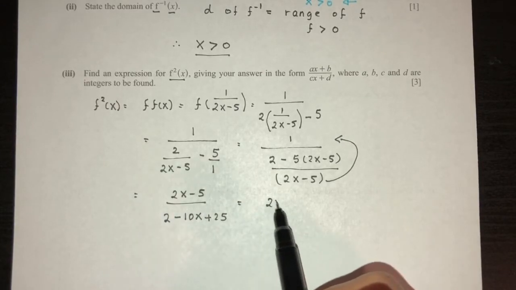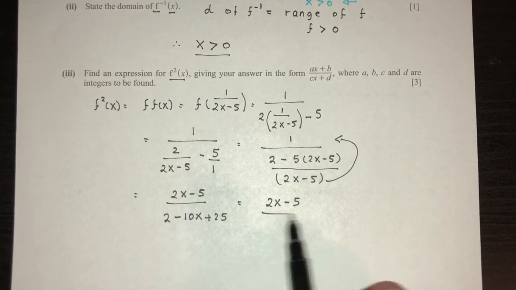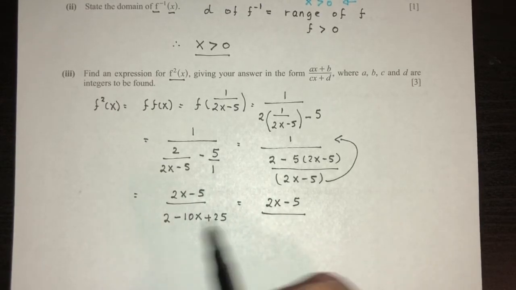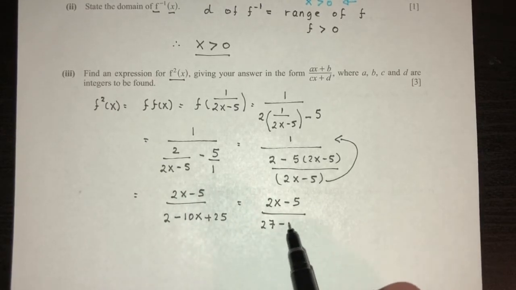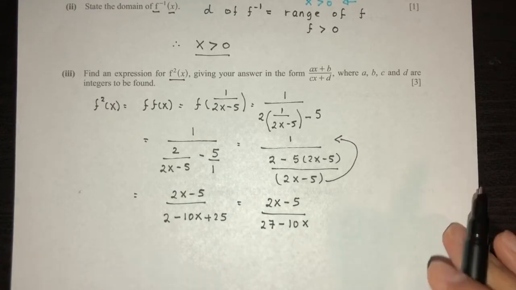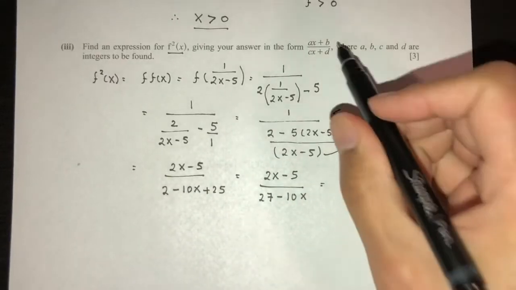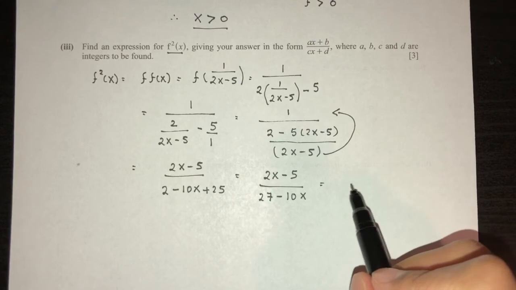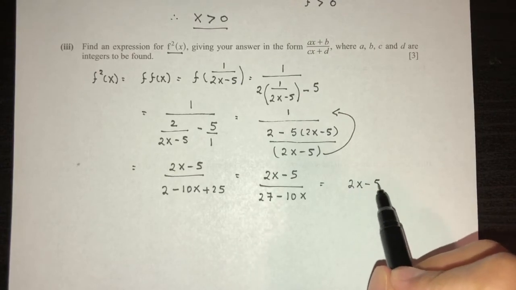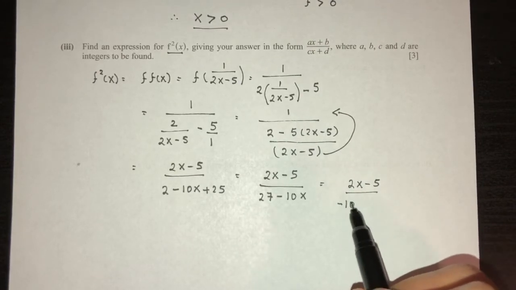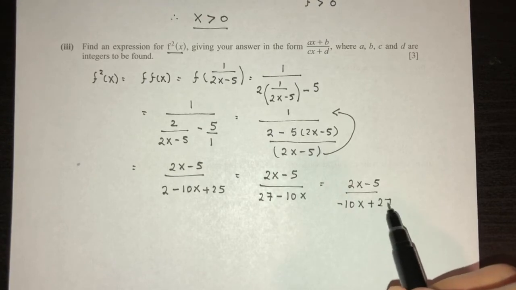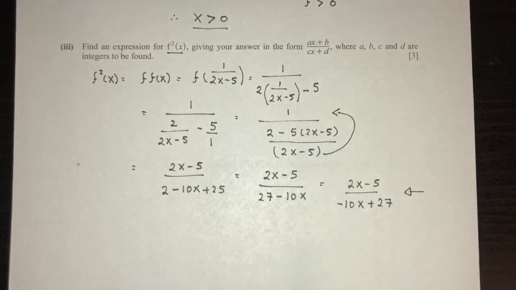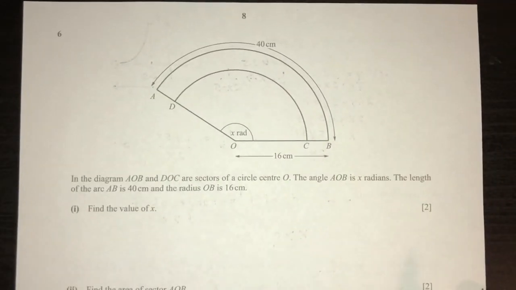That will be 2x, this, and you will have 27 minus 10x. Or we can write it as required here: 2x minus 5 over minus 10x plus 27. And that will be your answer for part 3. This is your question number 5. Okay, so let's move on to the next one, question number 6.